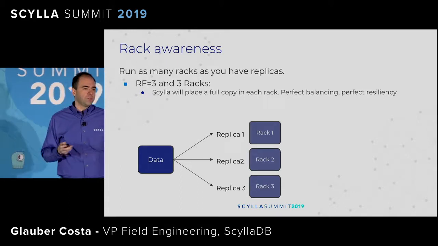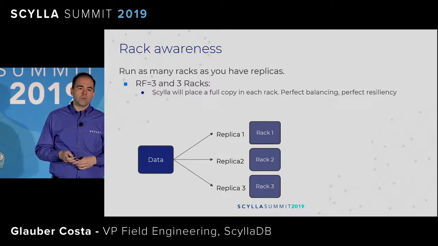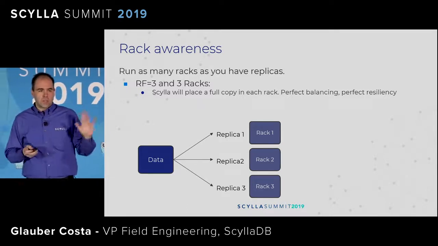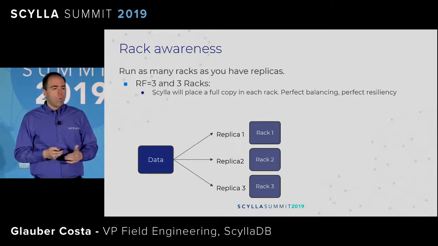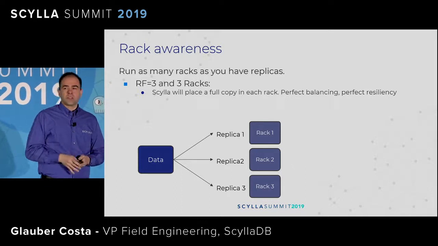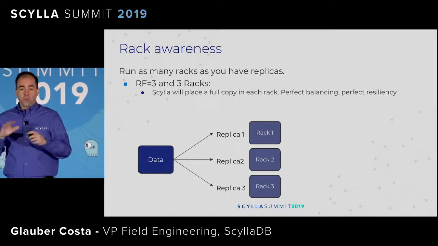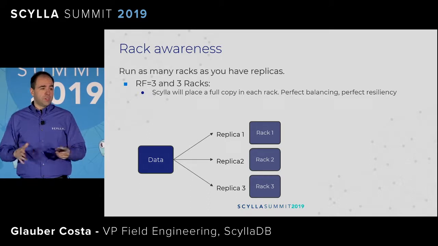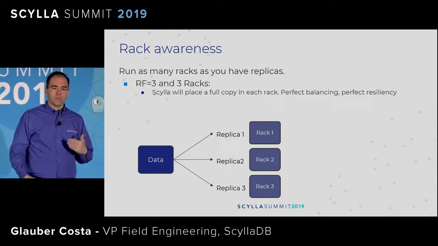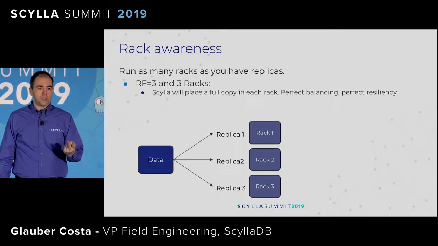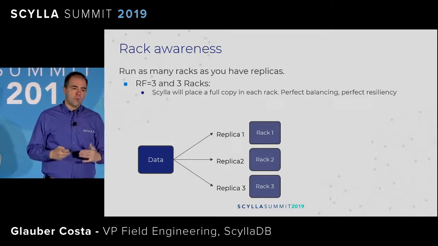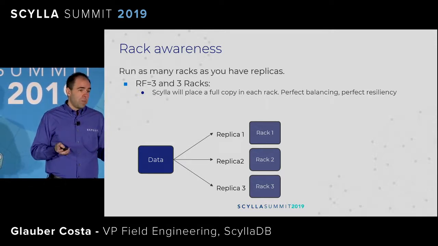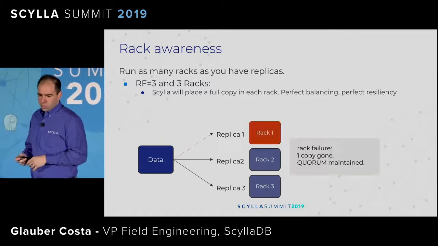If you're on the cloud, you're talking here about availability zones. Can you deviate from that? Sure, but I'm going to show you some of the side effects of doing that. Why do we give you this advice? Because Scylla tries to place a full copy of the data into each rack. So if you configure your cluster to be multi-rack and you have 3 replicas in 3 racks, I will guarantee to you that you have a full copy in each rack. So if you lose the rack, you lost the copy, but just the copy, right?